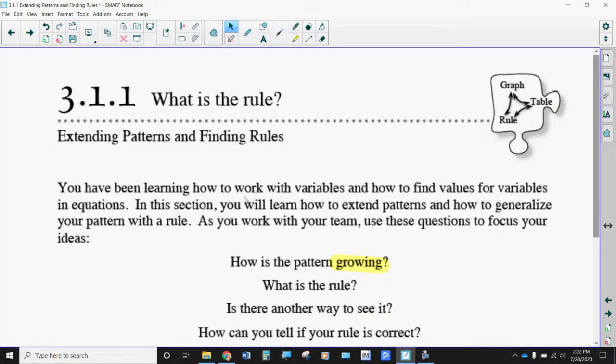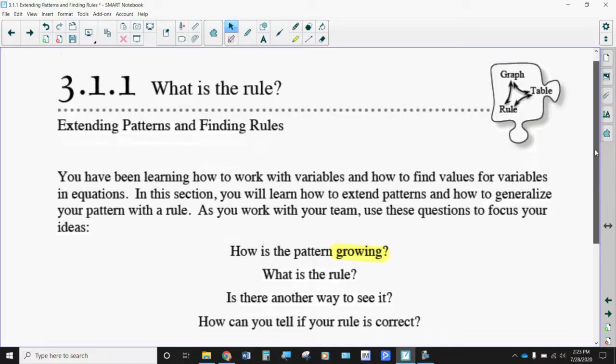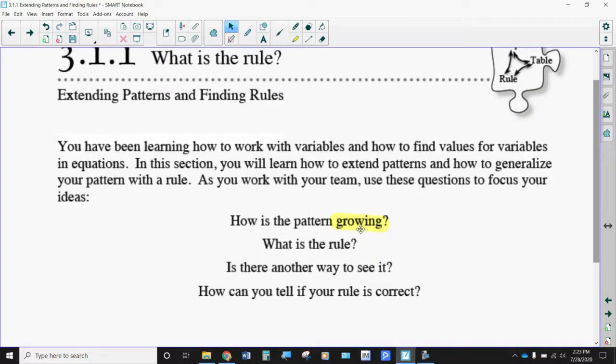Okay, so you've been learning how to work with variables and how to find values of variables in equations. In this section, you will learn how to extend patterns and how to generalize your pattern with a rule. As you work with your team, or as you're working at this at home, use these questions to focus your thinking and your ideas. How is the pattern growing? What is the rule? Not all relations have a rule, by the way, but we're going to be focusing on ones that do. Is there another way to see it, and how can you tell if your rule is correct?